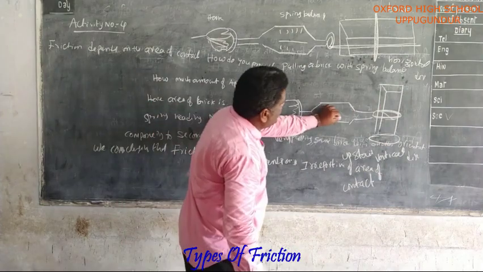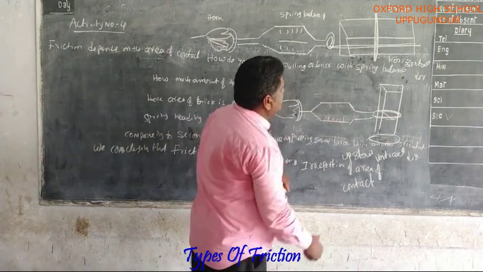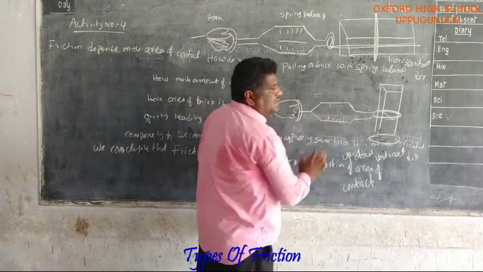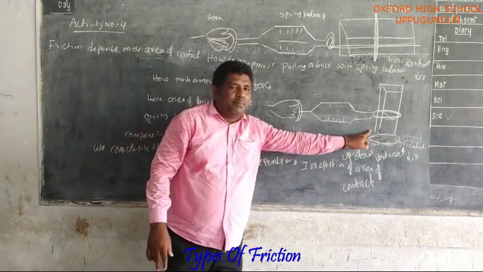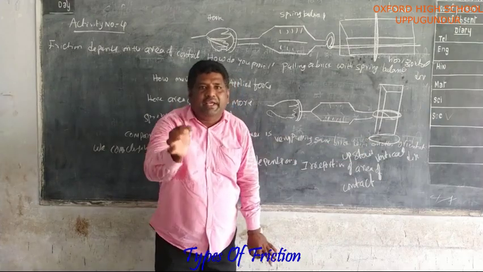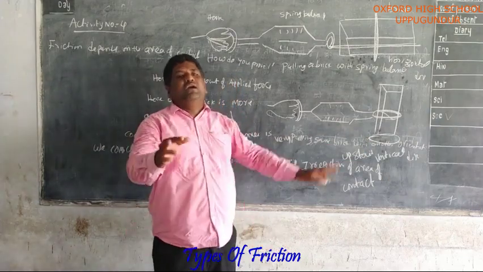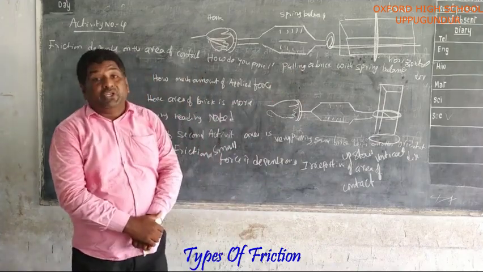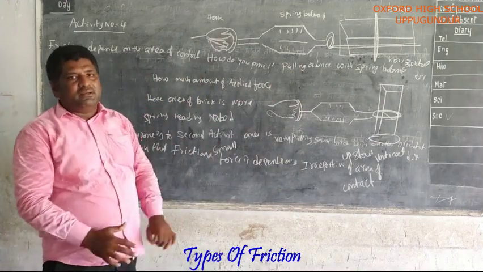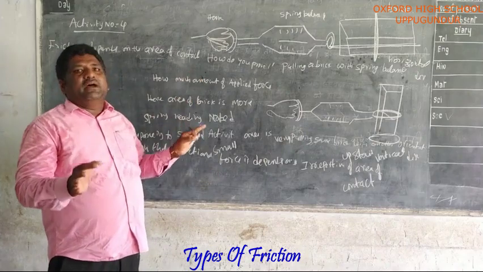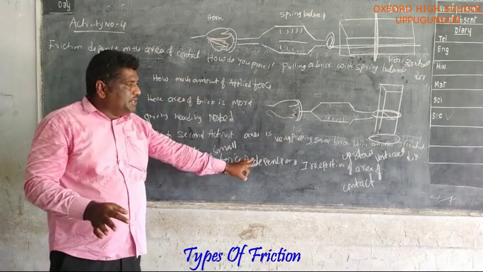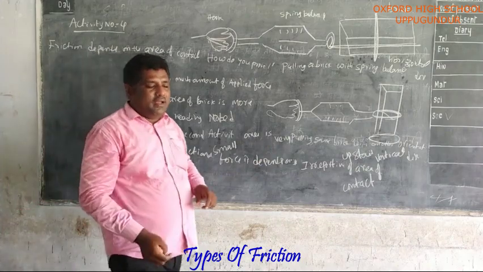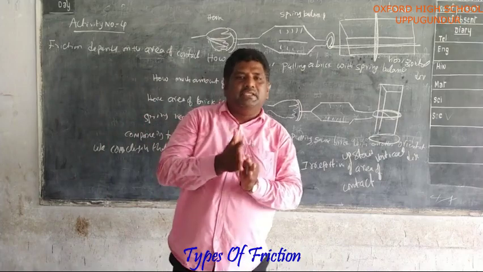Here, only take the spring balance and push the spring, and note the spring balance reading. Here, the brick occupies a very small area compared to the second picture. So in these two activities, we conclude that frictional force depends upon the area of contact. Now, are you all understanding this activity?